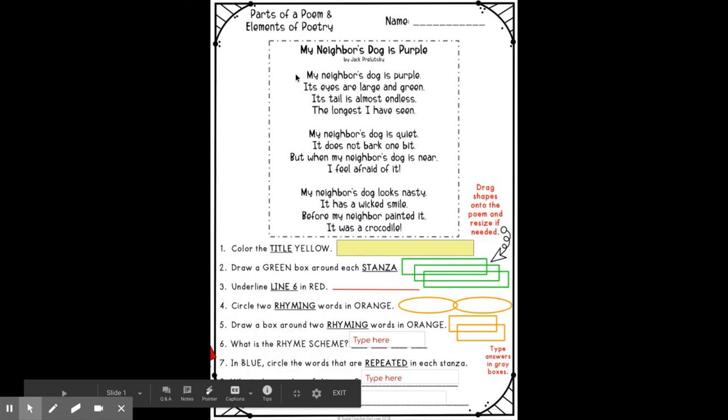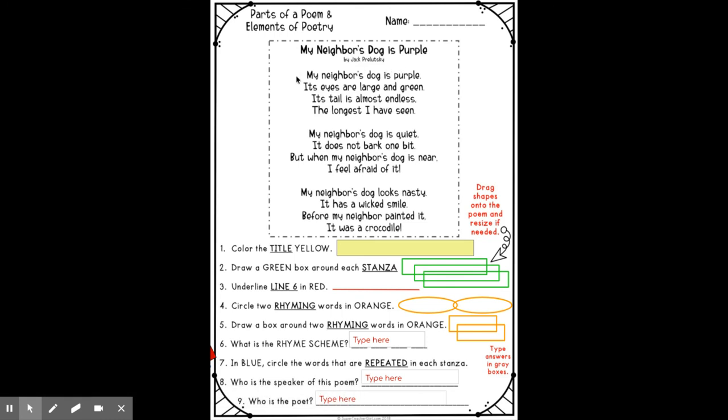And it tells you, there's my neighbor's dog is purple. Okay, so you're going to read this. My neighbor's dog is purple. Its eyes are large and green. Its tail is almost endless, the longest I have seen. My neighbor's dog is quiet. It does not bark one bit. But when my neighbor's dog is near, I feel afraid of it. My neighbor's dog looks nasty. It has a wicked smile. Before my neighbor painted it, it was a crocodile.